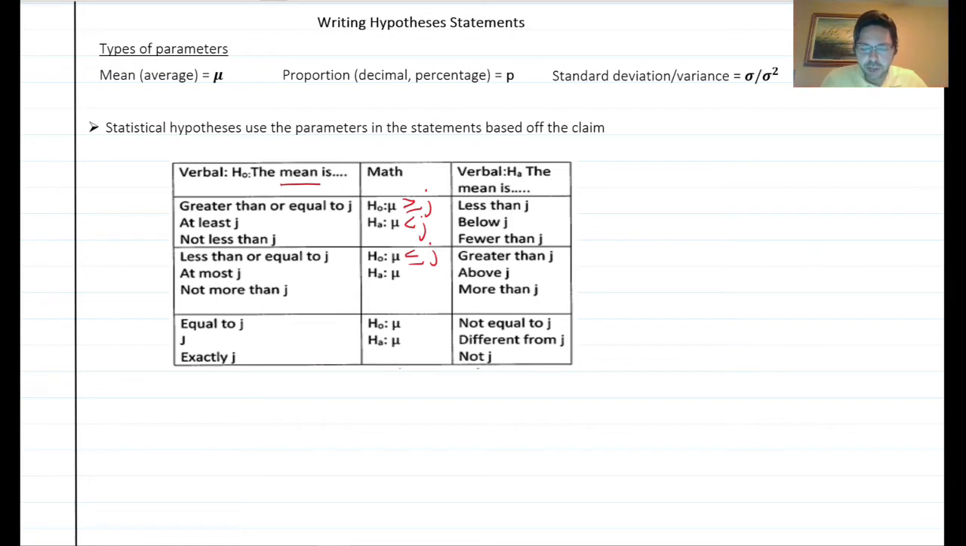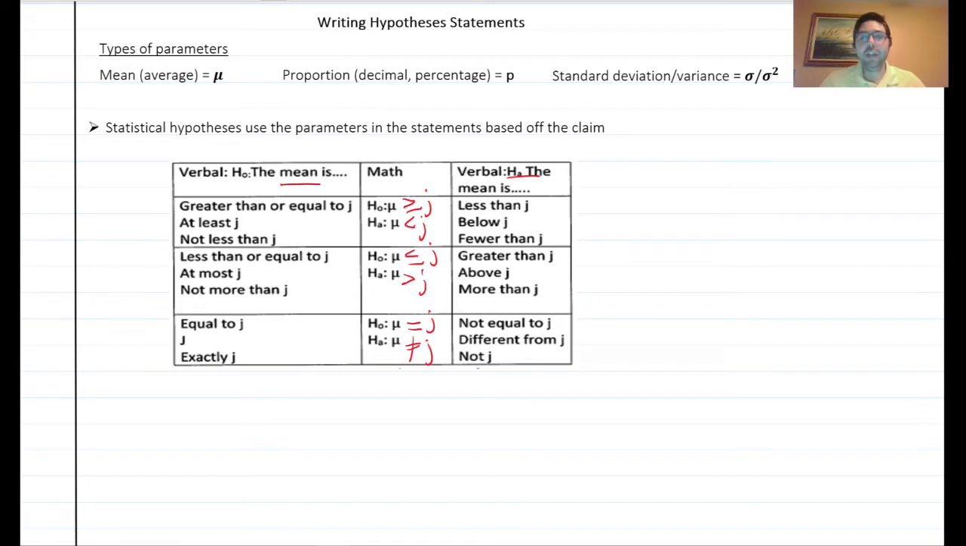And then for HA, the mean, it says the HA, the mean is above J, so that's greater than. For equal to, very simple, it's just the equal to symbol for HO, equal to J. And then for HA, it says not equal to, so we'll say is not equal to J. Now, even though they look like they're opposites in this case, that's not always going to be the case, okay?